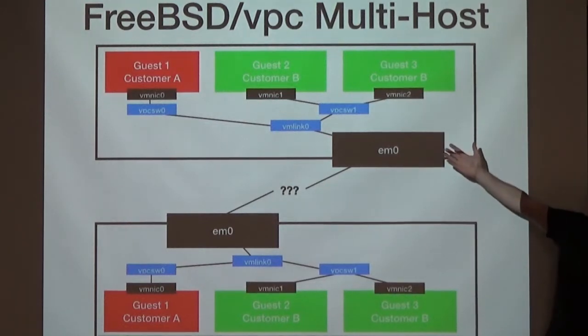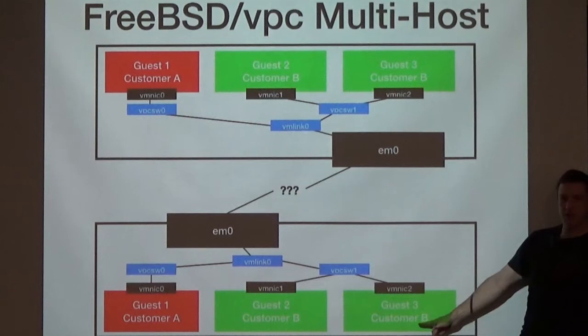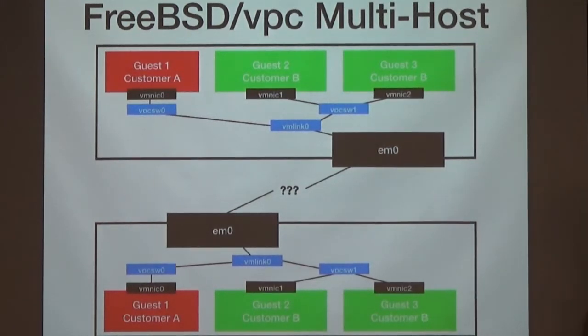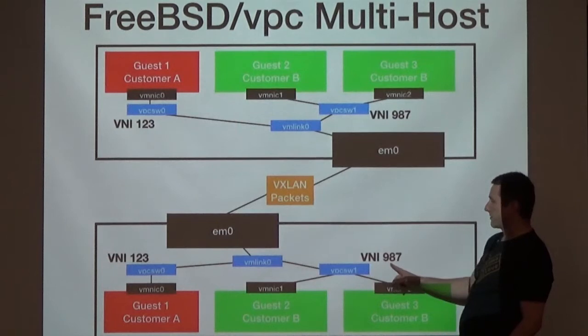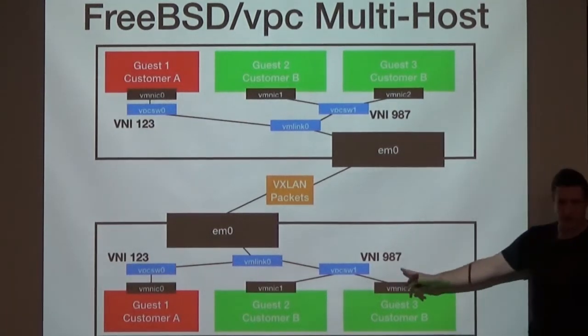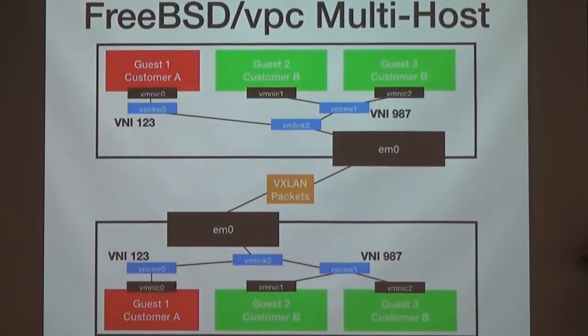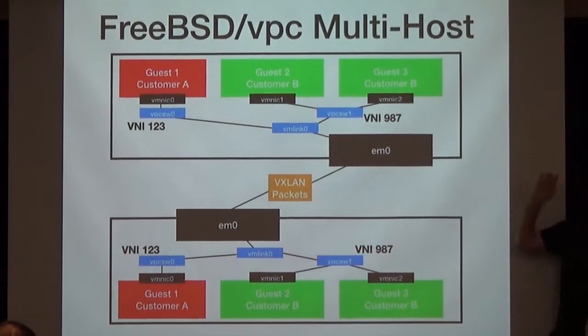So this is the problem. How do you get traffic from customer A to customer B to talk to each other? How do you get crosstalk over your network? So we use this thing called VXLAN. And so what you do is you tag individual customer switches with a particular VNI, VXLAN network identifier, and traffic from VXLAN 987 can see each other.